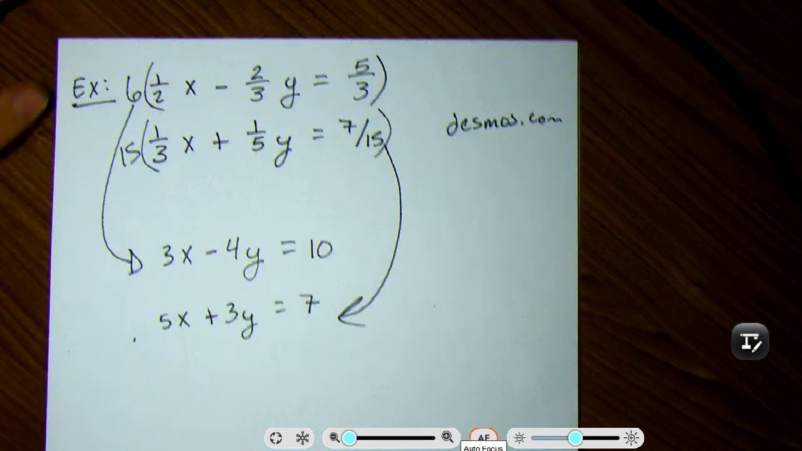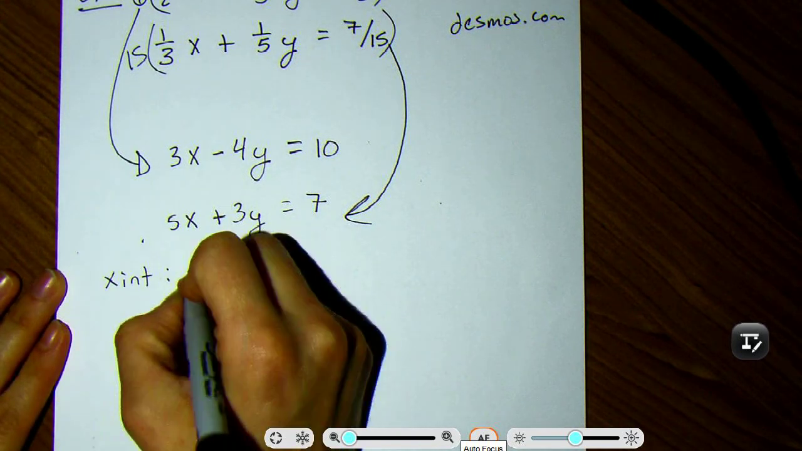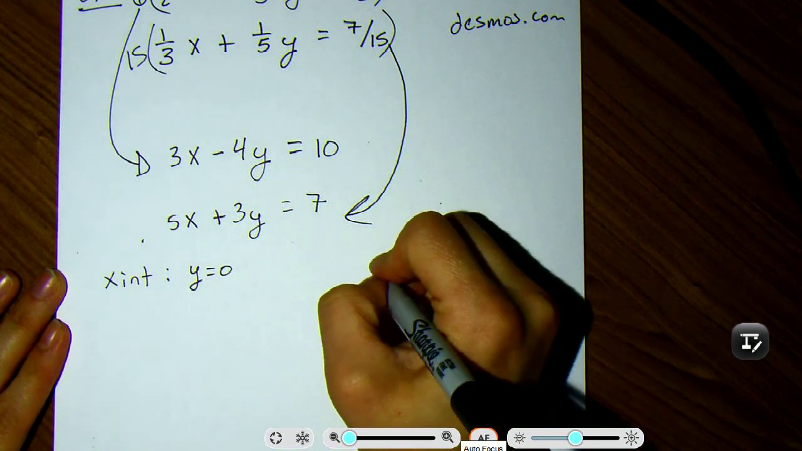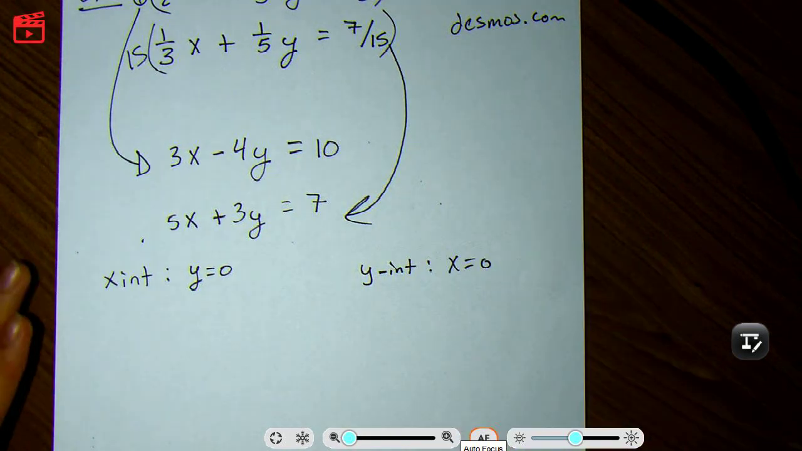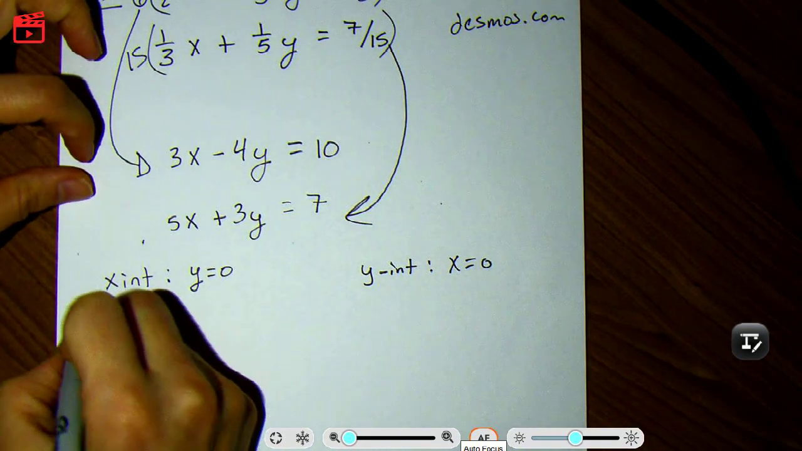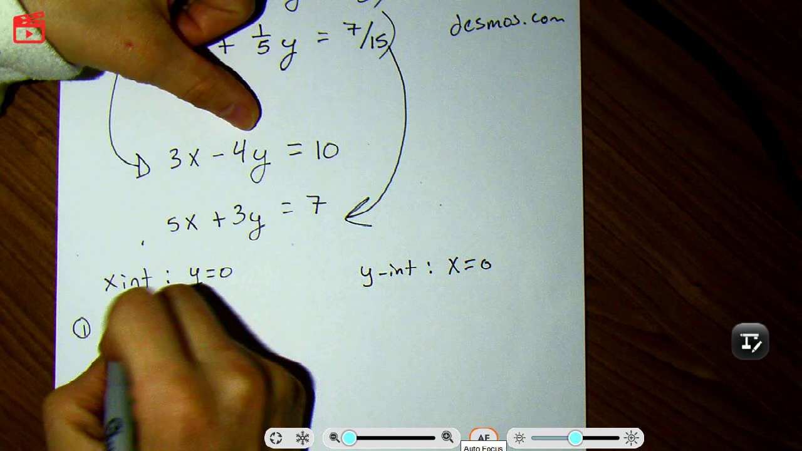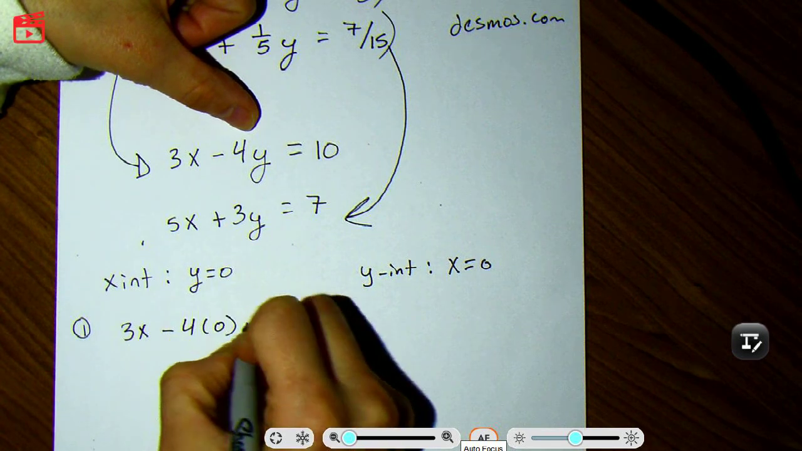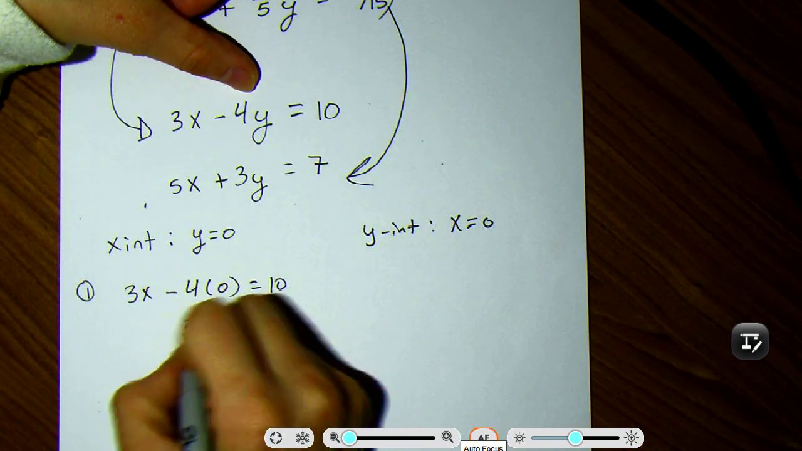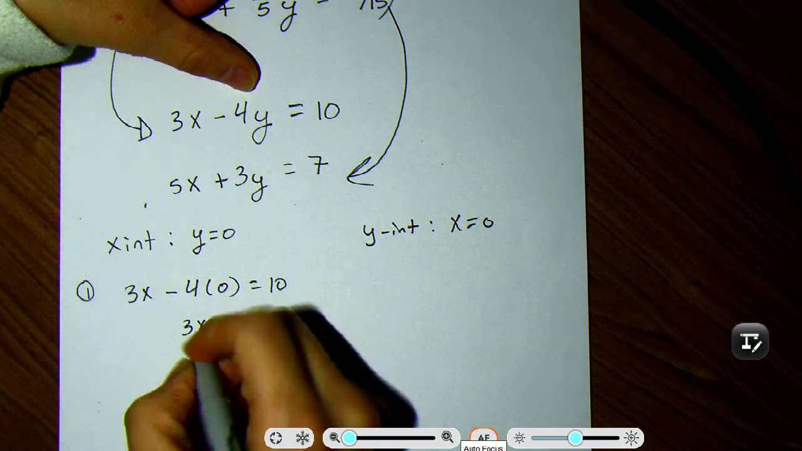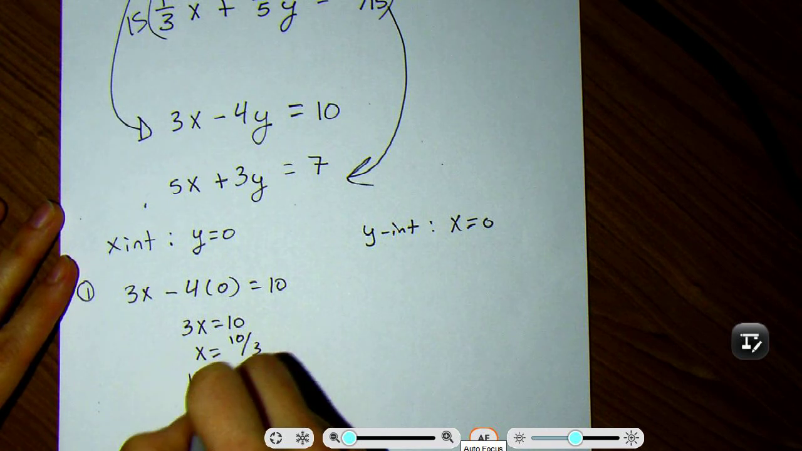Like I said, I want to graph this just by finding the x and y intercepts. If you recall, to find the x-intercept, I'm just going to plug in 0 for my y value, and to find the y-intercept, I'm going to plug in 0 for the x value. So I'll start with the first equation, equation number 1. To find the x-intercept, I'm plugging in 0 for y, so I get 3x minus 4 times 0 equals 10. Now I'll solve for x: negative 4 times 0 is 0, so I get 3x equals 10. Divide both sides by 3, x equals 10/3. So my x-intercept is 10/3, comma 0.